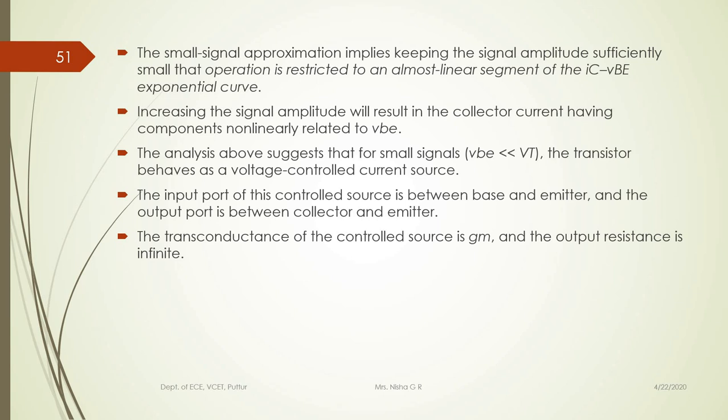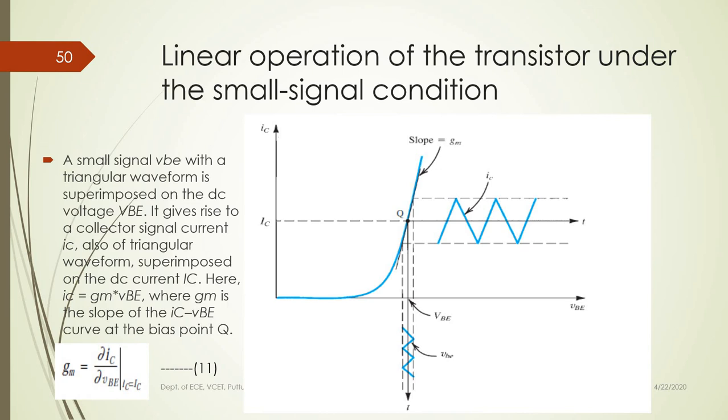So the analysis above suggests that for a small signal, that is vbe very much lesser than VT, the transistor behaves as a voltage controlled current source. Why is it called a voltage controlled current source? We are providing vbe, that is the input voltage. This is going to give the collector current. So we get the current because of the input voltage, and so we can say this is a voltage controlled current source.